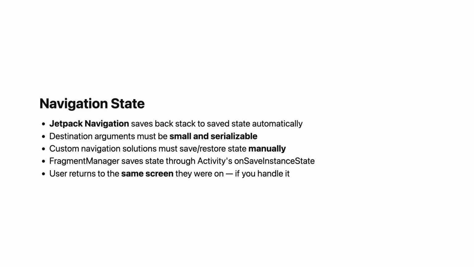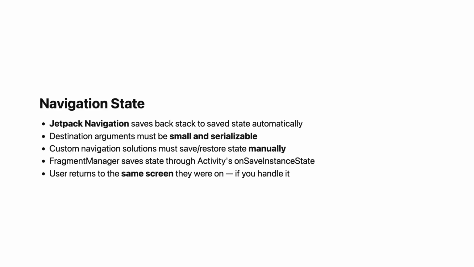Your user returns to the same screen they were on, but the arguments passed to each destination need to be in the saved state too, and they need to be small and serializable. If you are using a custom navigation solution, you need to save and restore the navigation state yourself. Many third-party navigation libraries handle this, but not all. And if you are manually managing fragments with fragment transactions, you need to make sure the fragment manager saves and restores its state, which it does automatically through the activity's onSaveInstanceState, but only if you use the standard fragment lifecycle correctly.